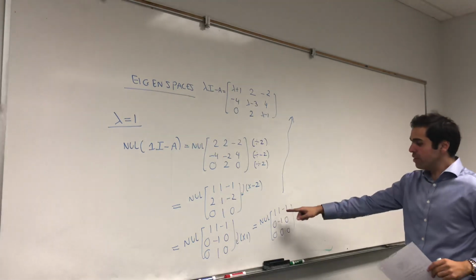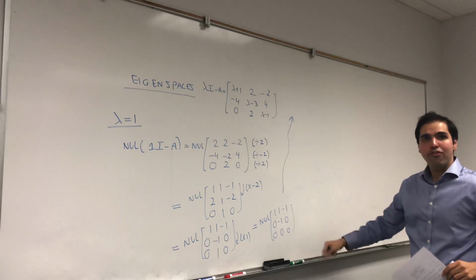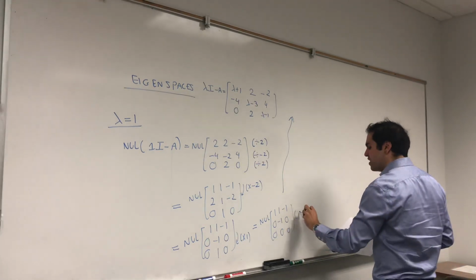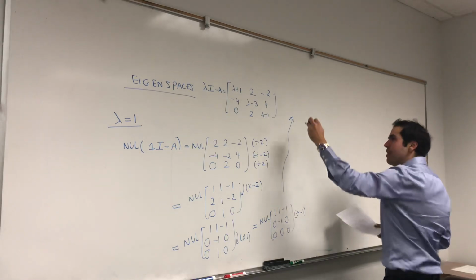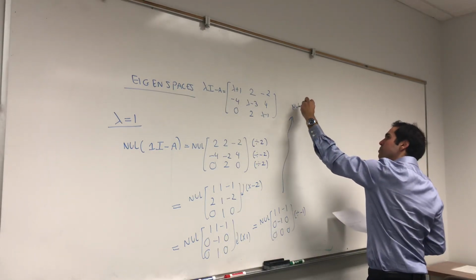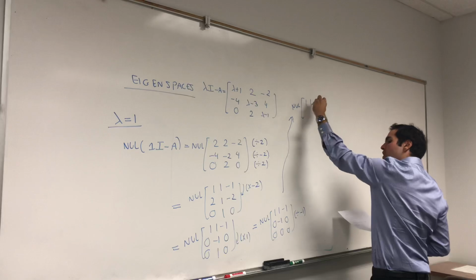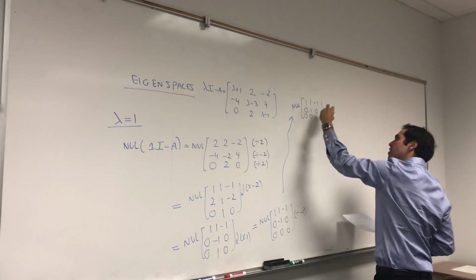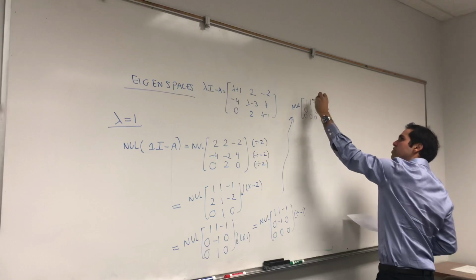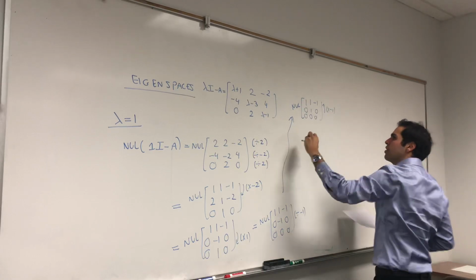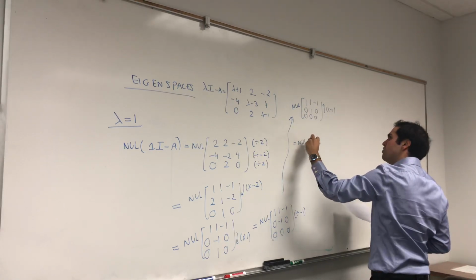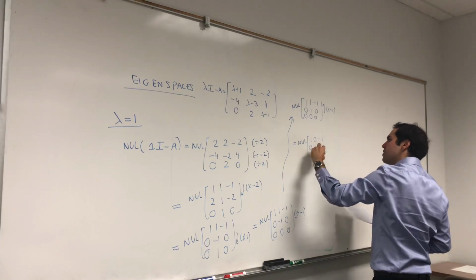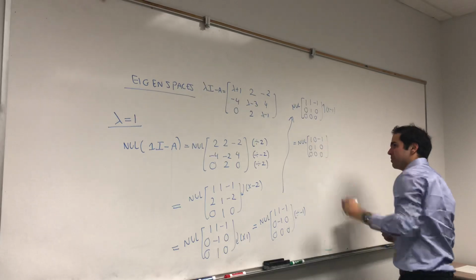And then remember, even though this is in row echelon form, for the null space, it's always best to get the reduced row echelon form. So make the pivots 1. So null space of [1, 1, -1; 0, 1, 0; 0, 0, 0], and just make this term 0. Okay, and then you get that this is the null space of [1, 0, -1; 0, 1, 0; 0, 0, 0].